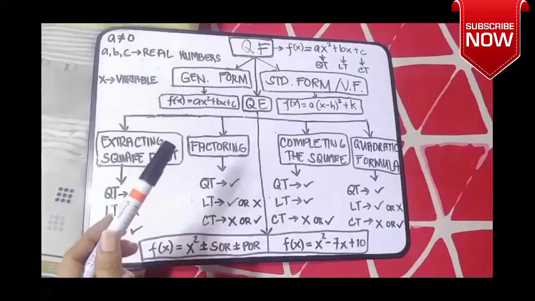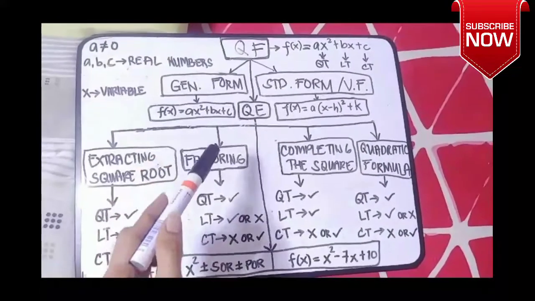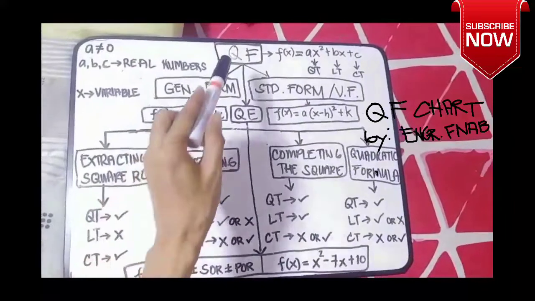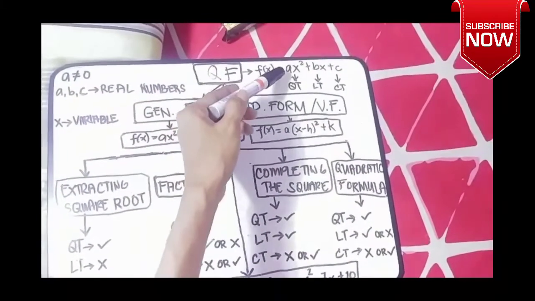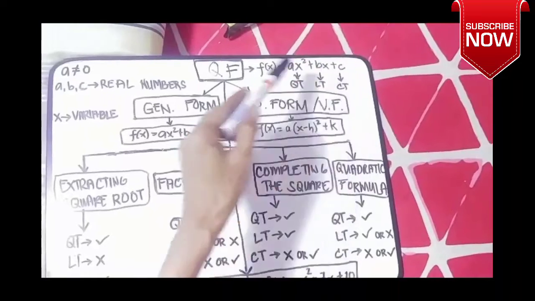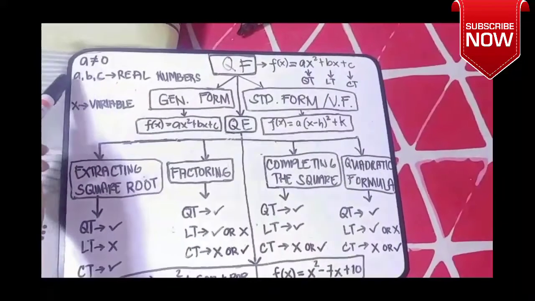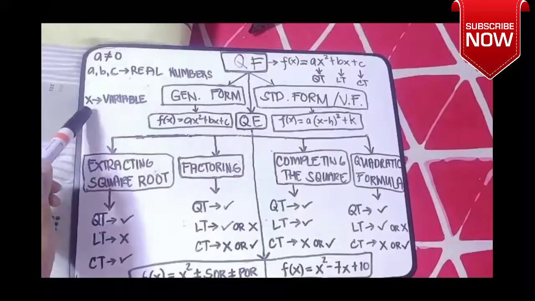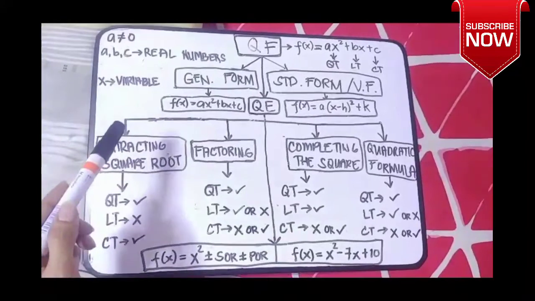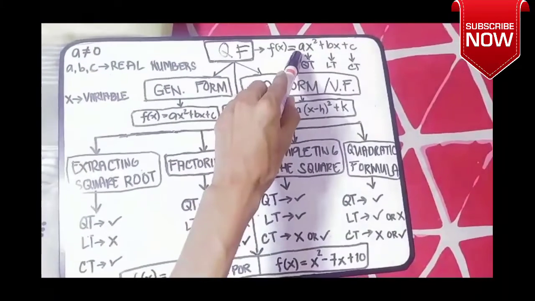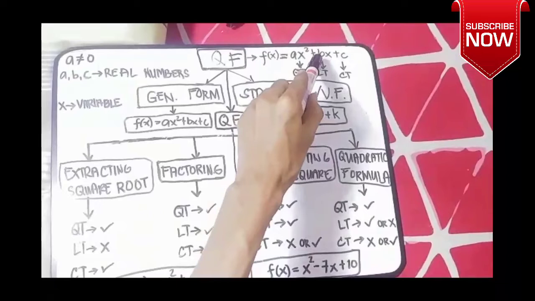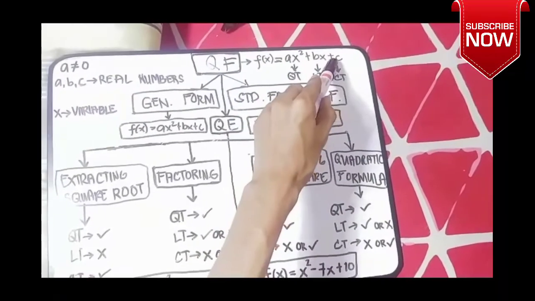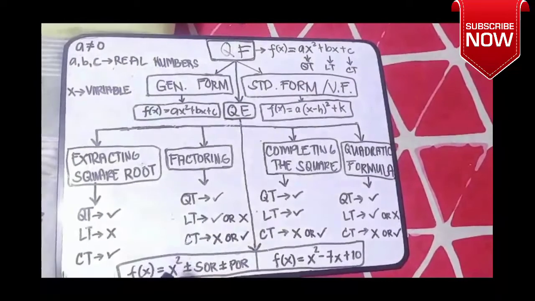Alright, so to make a recap, considering my quadratic function chart, a quadratic function is in the form of f of x is equal to ax squared plus bx plus c, where a is not equal to 0, a, b, c are real numbers, and x is the variable. The term ax squared is our quadratic term, bx is the linear term, while c is the constant term.